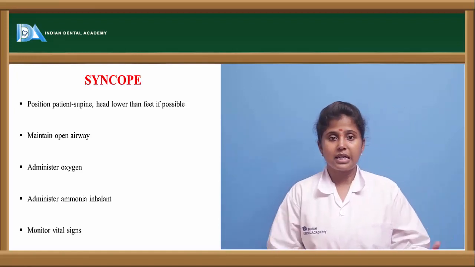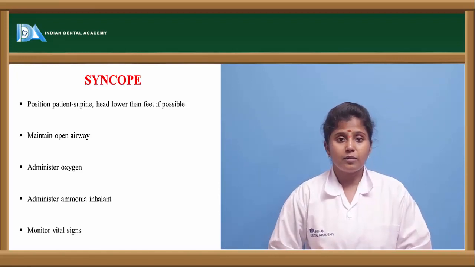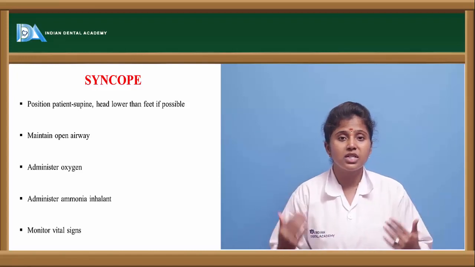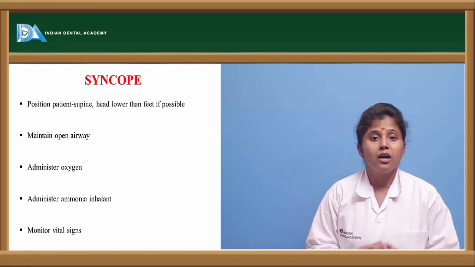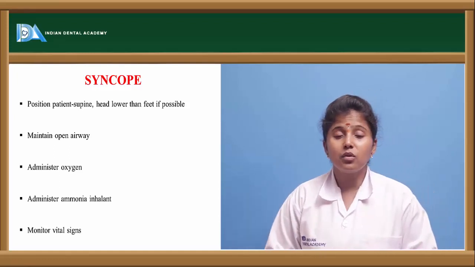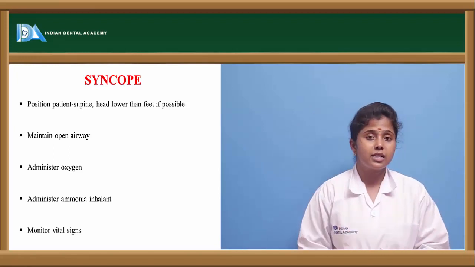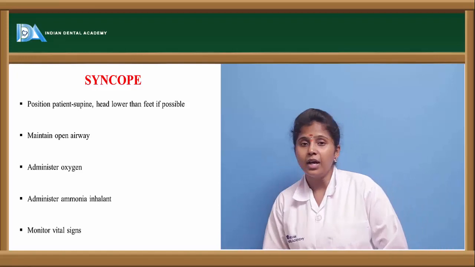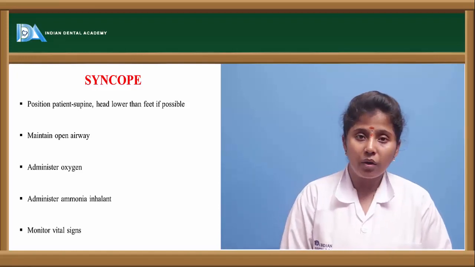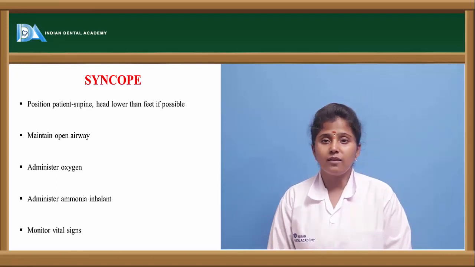If the person is having such a condition, then we need to move away. If there is a fall in blood pressure, the person won't be able to breathe properly. The oxygen supply will not be there, and thereby the person faints. In that condition, we need to administer oxygen, and we need to give the ammonia inhalant. In order to make the person regain consciousness, the ammonia inhalant should be given, and we need to monitor the vital signs. Once the vital signs are monitored, if the person is still not feeling better, immediately medical treatment should be given.